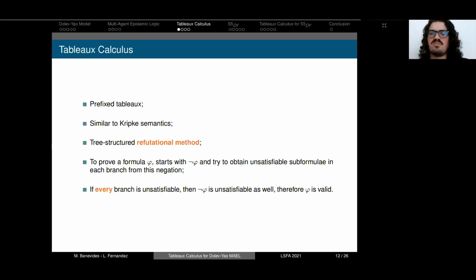Now let's talk about Tableau Calculus. We choose the Tableau method for theorem proving for our proposal, motivated by its model-like representation. This system is a tree-structured refutational method. To prove a formula phi, we start by supposing not phi, and then we try to obtain unsatisfiable subformulas in each branch. If every branch is unsatisfiable, then not phi is unsatisfiable as well, and we have that phi is valid.